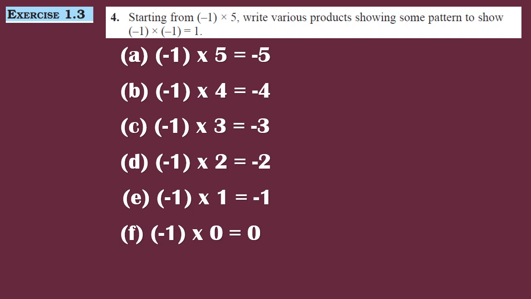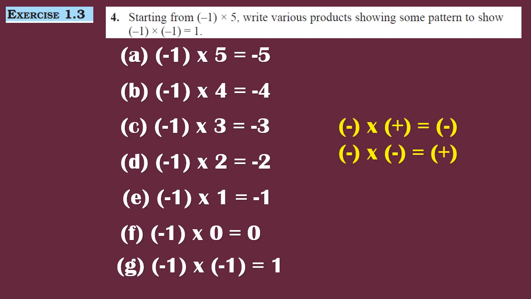So we are multiplying with the numbers in descending order. You see 5, 4, 3, 2, 1, 0, then negative. So minus 1 into minus 1, what happened? The answer became positive. That means minus into plus is minus, whereas minus into minus is equal to plus.